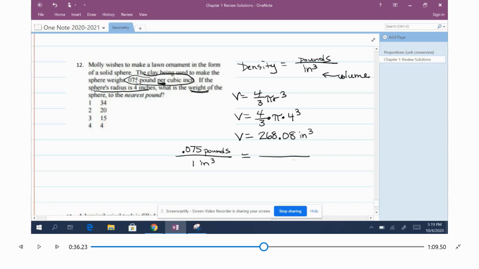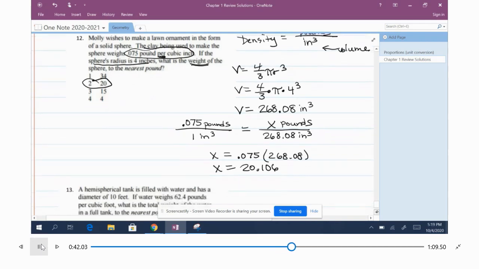So there's a couple ways. You don't actually have to do a proportion. You could have just said 0.075 over 1 equals x over the 268.08. Then we're going to cross multiply 0.075 times 268. So that's a good way to do it, and we get about 20.